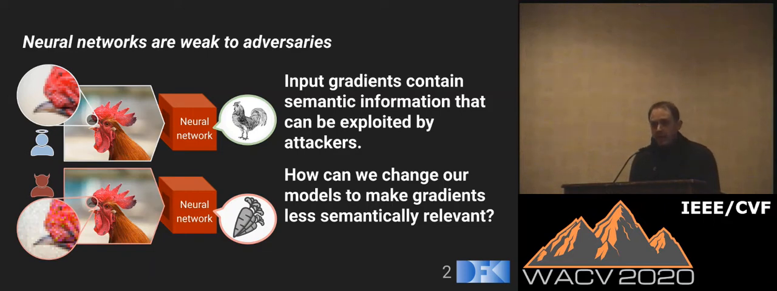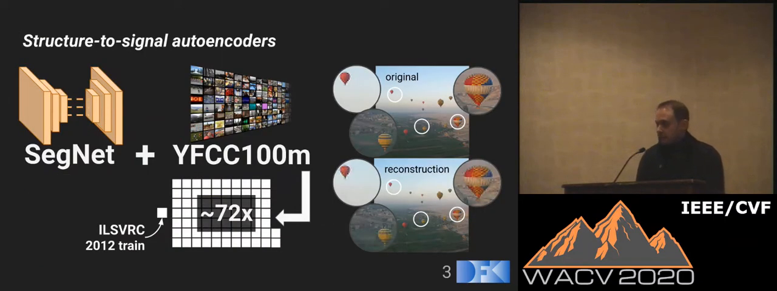It's well known that neural networks are weak to adversarial perturbations. In particular, gradients obtained via backpropagation contain semantic information that attackers can exploit. We ask the question whether it's possible to change these gradients in a way such that they're semantically less relevant and thus less useful for attackers. Our approach makes gradients convey information about the structure of the sample rather than the semantic content.